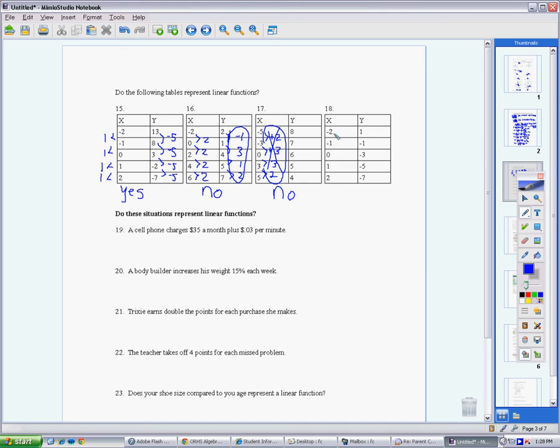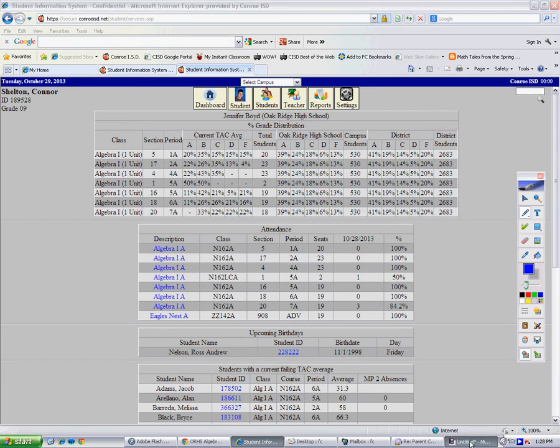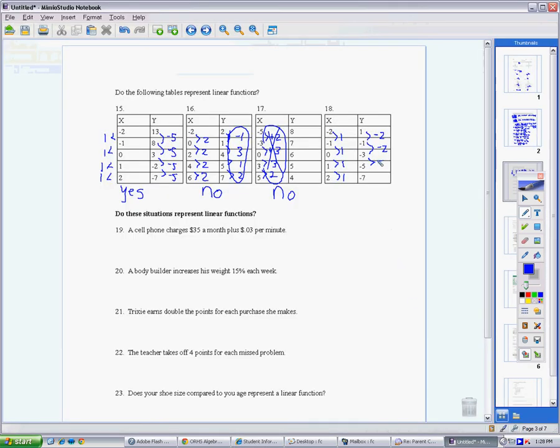Table 18, this goes up by 1 on each of the differences, and this goes down by 2 on each of these differences. So number 18, yes, is a linear function.